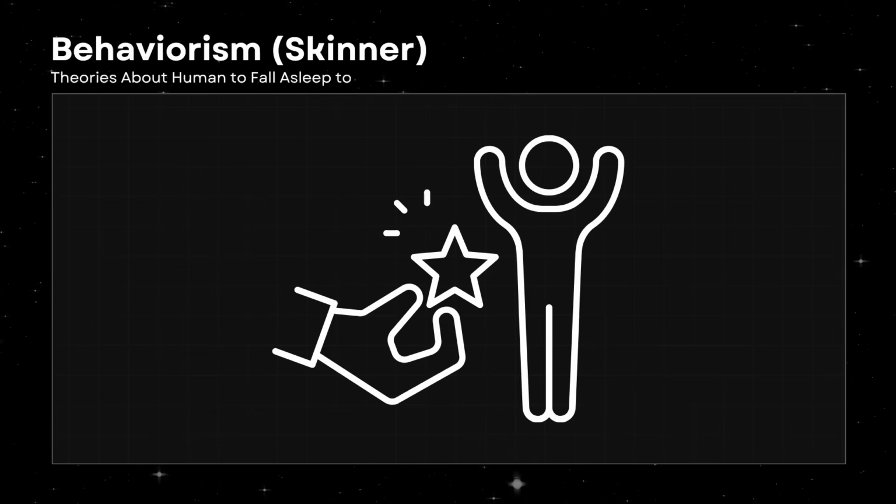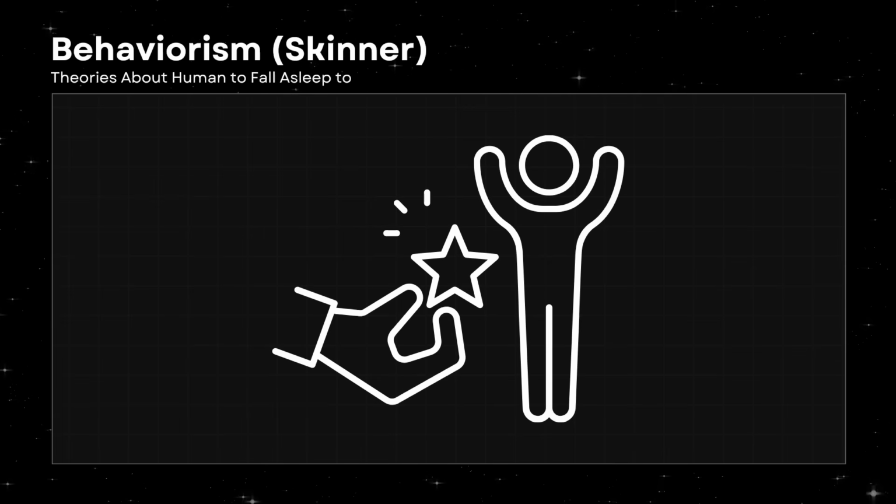Behaviorism, as developed by B.F. Skinner, explains human actions as the result of rewards and punishments. It does not focus on thoughts, feelings, or intentions. Instead, it looks at what people do and what happens after they do it. Skinner believed that behavior is shaped by consequences. If an action brings a good result, people are more likely to repeat it. If it brings a bad result, they are less likely to do it again.